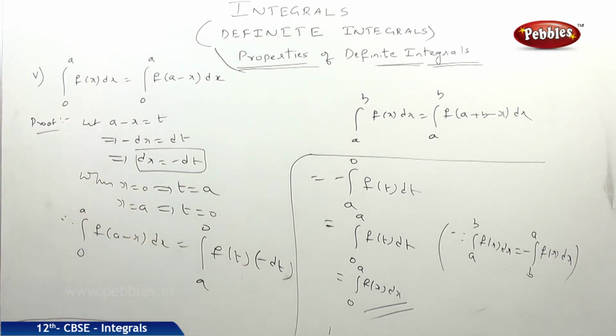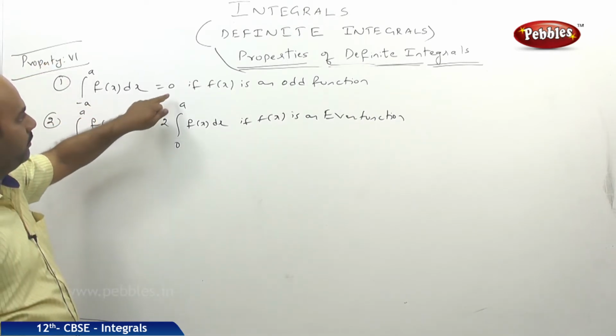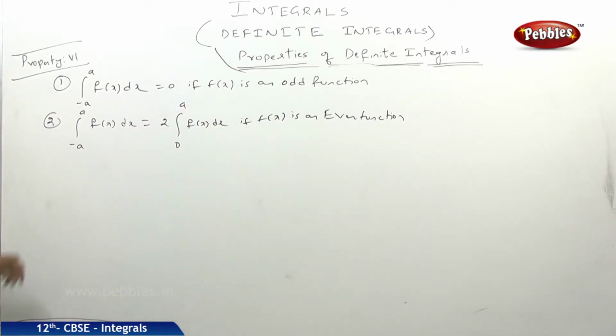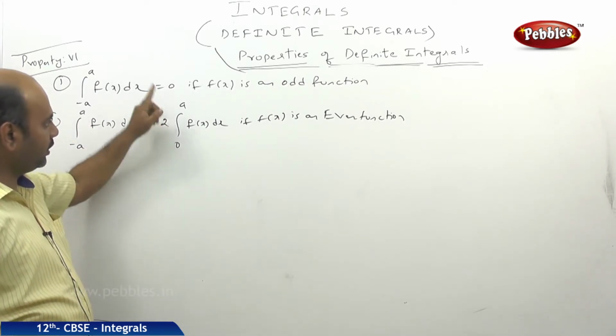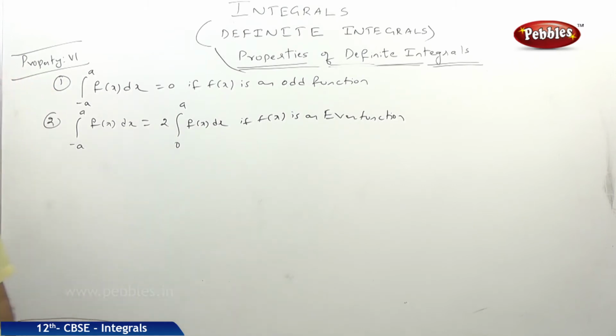You can copy now. We are going to see a very important property: integral of minus a to a f of x dx will be equal to 0 provided f of x is an odd function. And the same integral of minus a to a f of x dx is equal to 2 into integral 0 to a f of x dx if f of x is an even function.